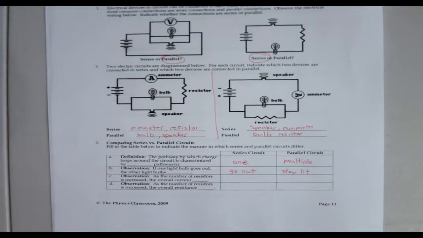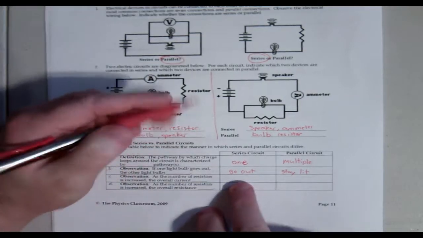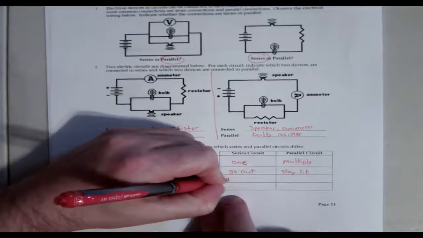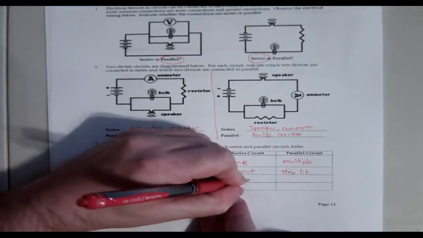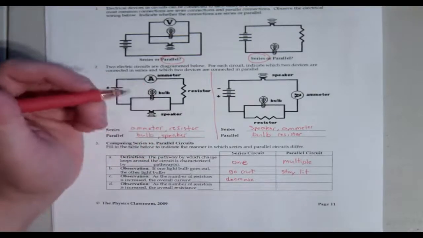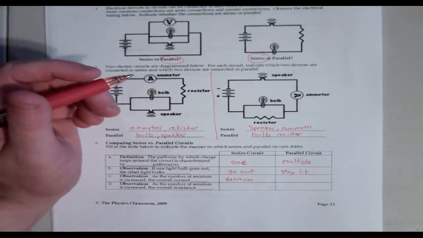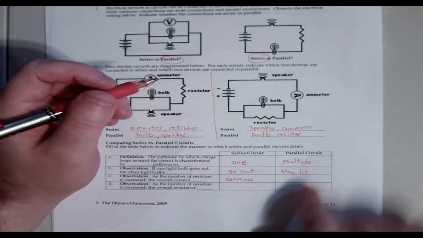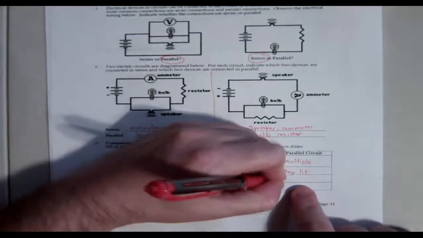Okay, let's look at the next one. As the number of resistors is increased, the overall current does what? So in a series, as the number of resistors is increased, the overall current will decrease. So this is decrease. And then you know this one's probably going to be the opposite. Again, as the number of resistors is increased, the overall current in a parallel circuit will increase.